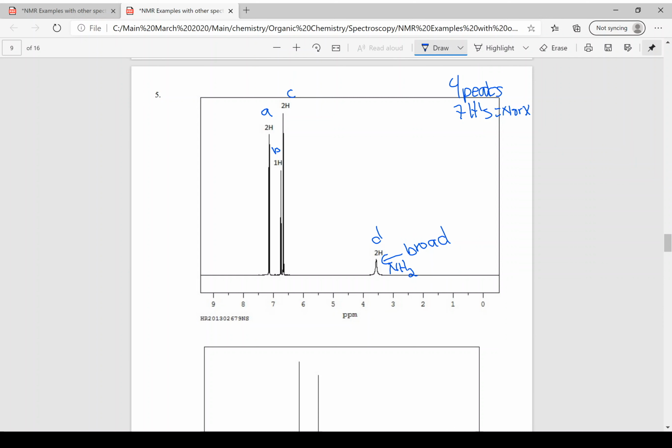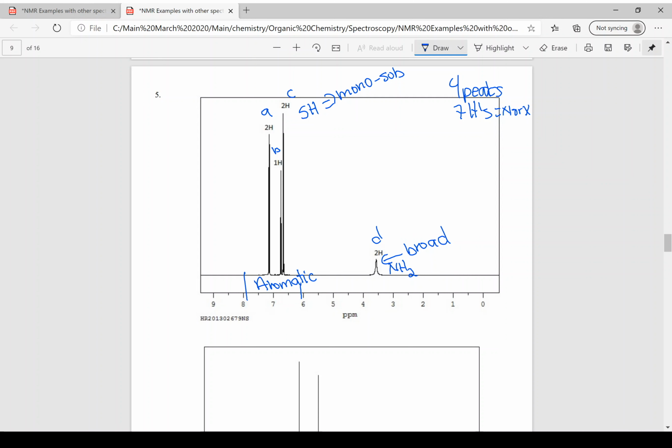This region right here is aromatic. So I also know that that's the benzene region. And I know there's 5 hydrogens, so it is mono-substituted. Whoa, I got a lot from that.